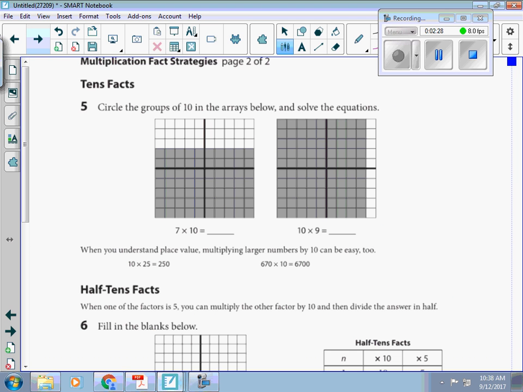On the back, we're doing our tens facts. Now our tens, our thought process is just to count by tens, or we've been talking in class that you could take away the 0 for a minute and do 7 times 1 and then add that 0 back in. And we get that by our tens counting. So 7 times 10 is 70. And you could see 10, 20, 30, 40, 50, 60, 70. So 10 times 9, I could count or add that 0, so it's 90.